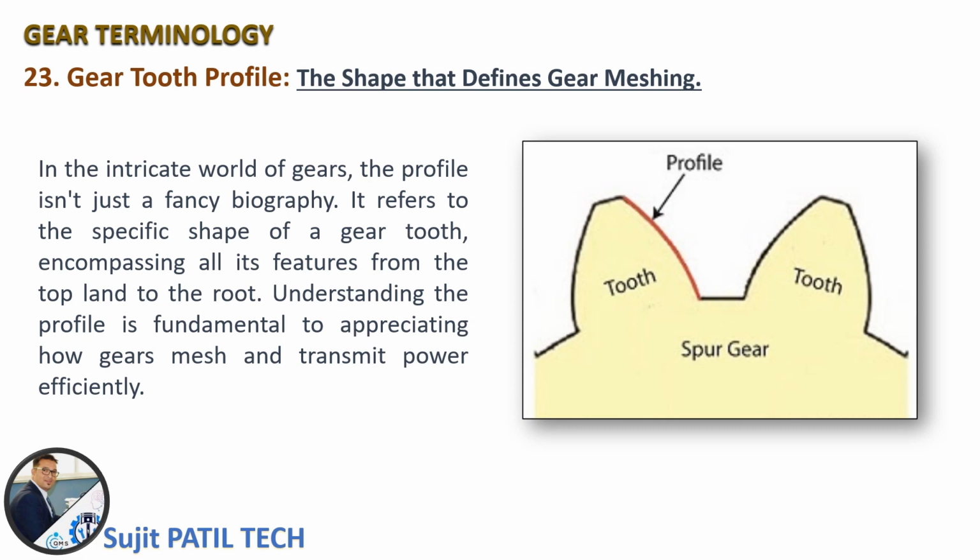23. Gear tooth profile. The shape that defines gear meshing. In the intricate world of gears, the profile isn't just a fancy biography. It refers to the specific shape of a gear tooth, encompassing all its features from the top land to the root. Understanding the profile is fundamental to appreciating how gears mesh and transmit power efficiently.